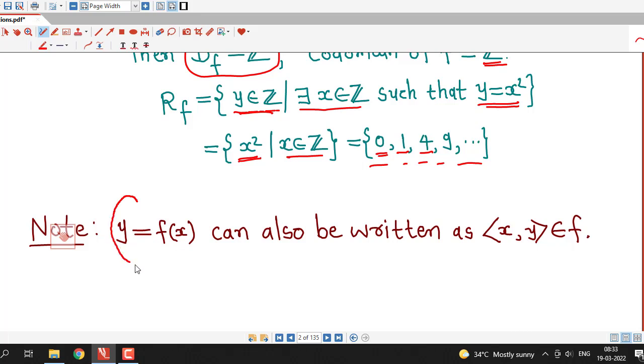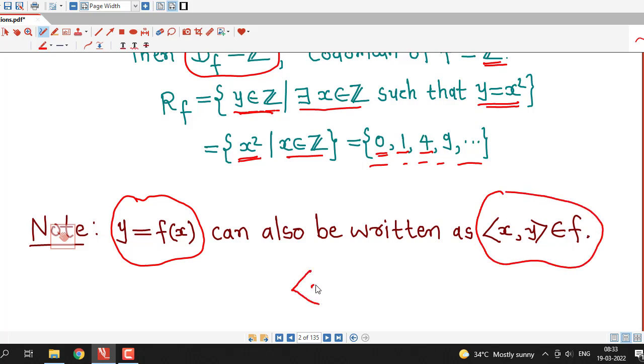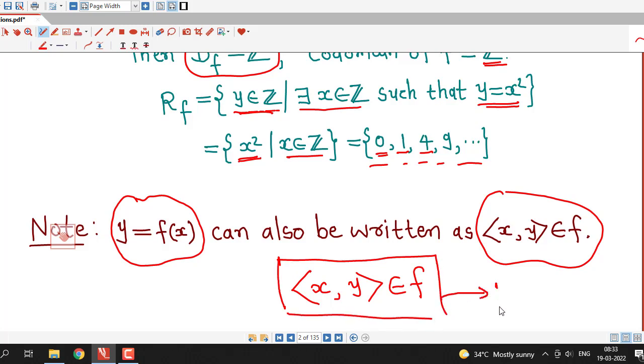This is another way of writing y = f(x). We can write y = f(x) in this way also. We are using this type of notation, (x, y) belongs to f. We will study this type of notation when we start discussing the topic of relations, which is also an important topic of discrete mathematics. So in that chapter we will be using this notation, and we will discuss it in detail in that topic of relations.